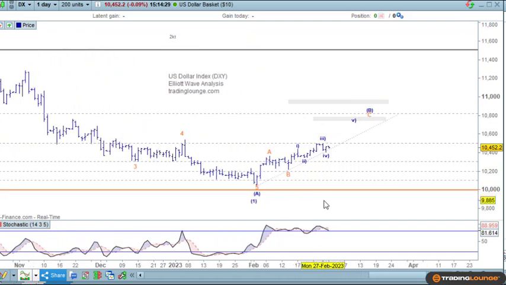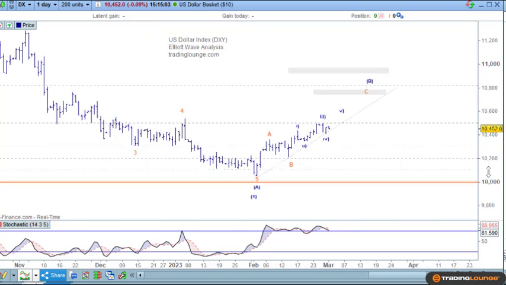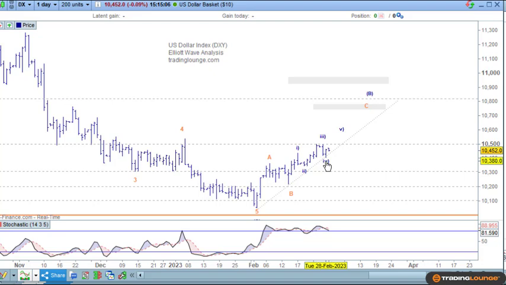There is a good case for putting wave B here and having 1, 2, 3, 4, 5 here and having a C wave in place here. But I think it's a better case for having this as the A, the B, and the 1, 2, 3, 4, and the 5 here. But the problem with this situation so far is that wave 4 here now has overlapped wave 1 here.